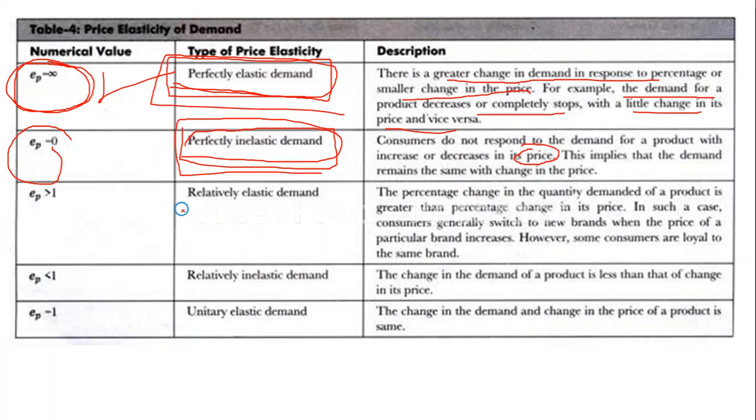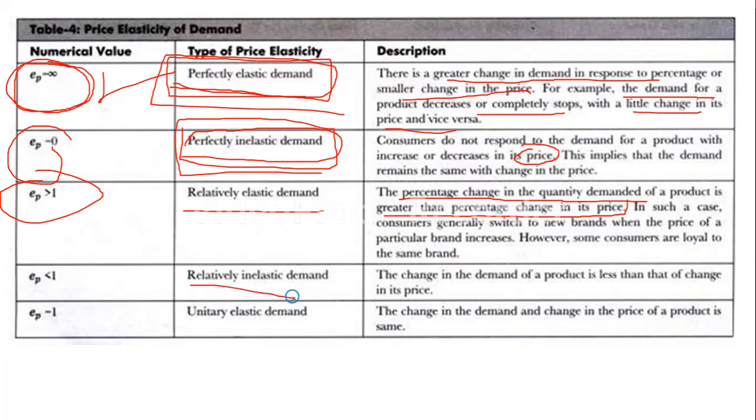Then comes relatively elastic demand. Relatively elastic demand means the percentage change in the quantity demanded of a product is greater than the percentage change in its price. So in this case the change in price is less and the change in demand is high. So it is known as relatively elastic demand. In this case price elasticity of demand is greater than 1.